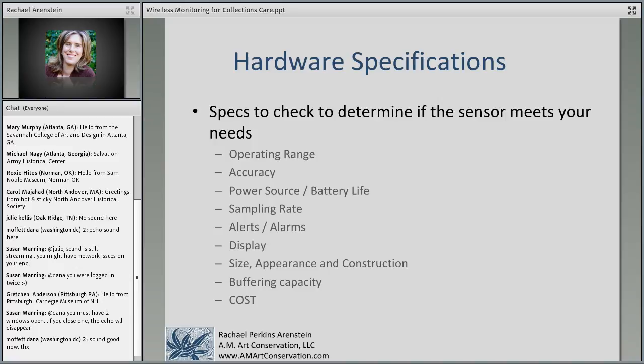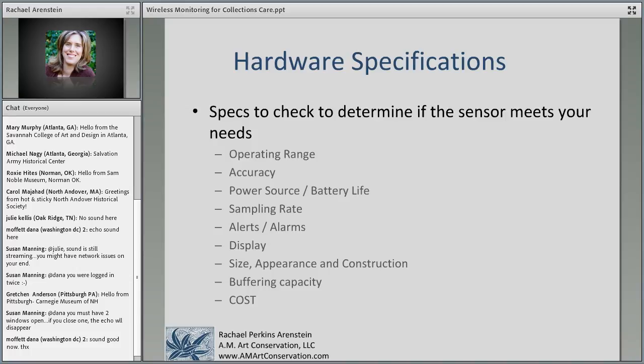So power source and battery life. This is something that I'll go over when we get to the product-specific information. But some of these units are solely battery-operated, and others need to be plugged into a power source. So pay close attention to battery life to make sure that you're going to get enough power for your project and for however long.